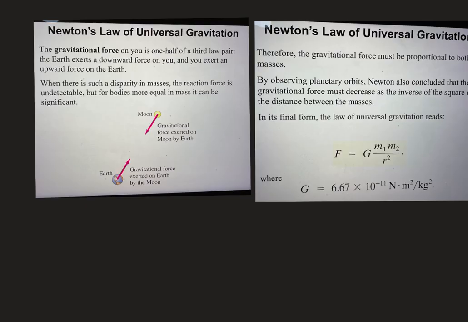Alright, so next I am going to talk about Newton's law of universal gravitation. This is actually coming from the slides that I have posted on Blackboard. The gravitational force on you is one-half of a third law pair. The earth exerts a downward force on you, and you exert an upward force on the earth. We talked about the reaction and action force under Newton's third law, right? Now, when there is such a disparity in masses, the reaction force is undetectable. But for bodies more equal in mass, it can be significant.